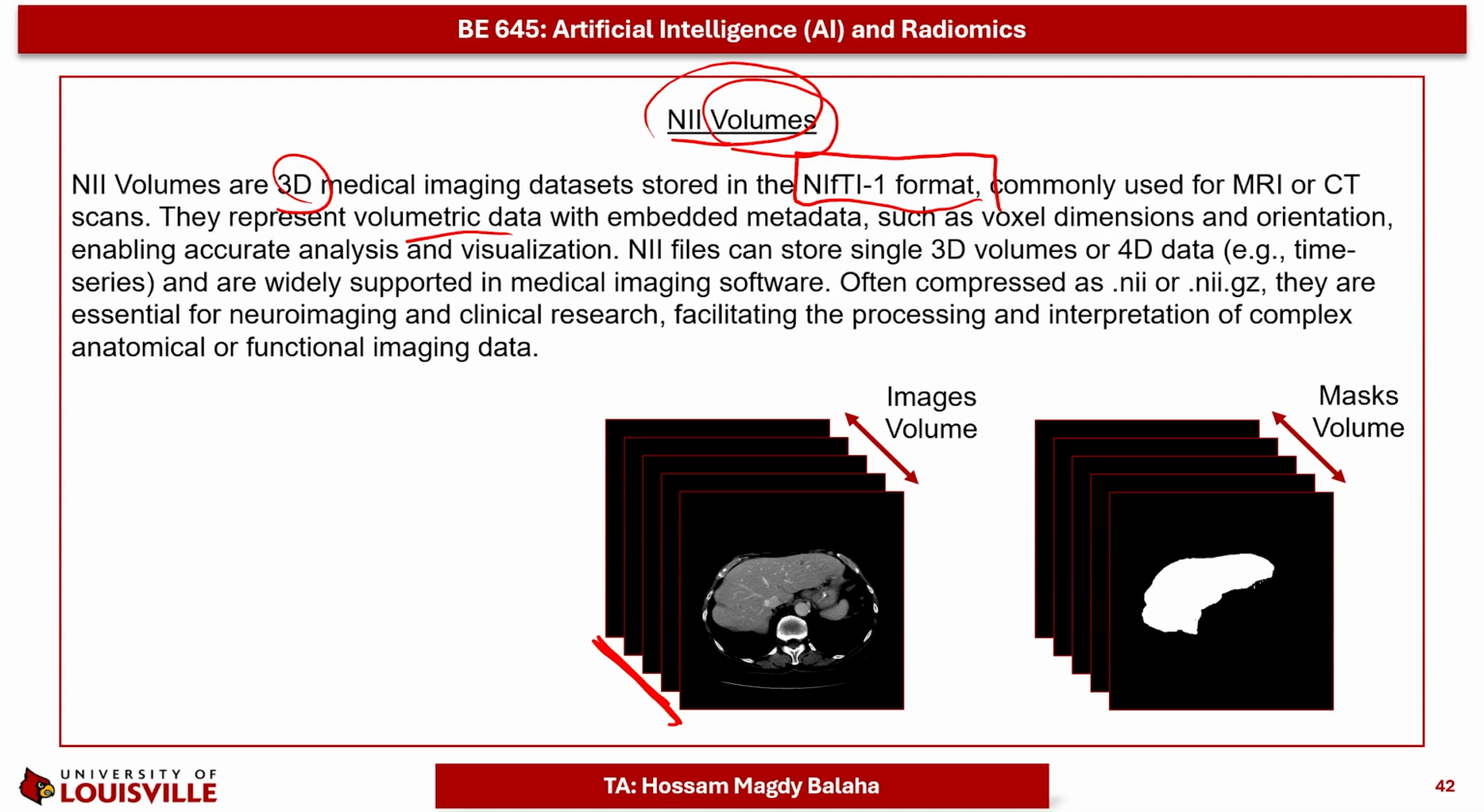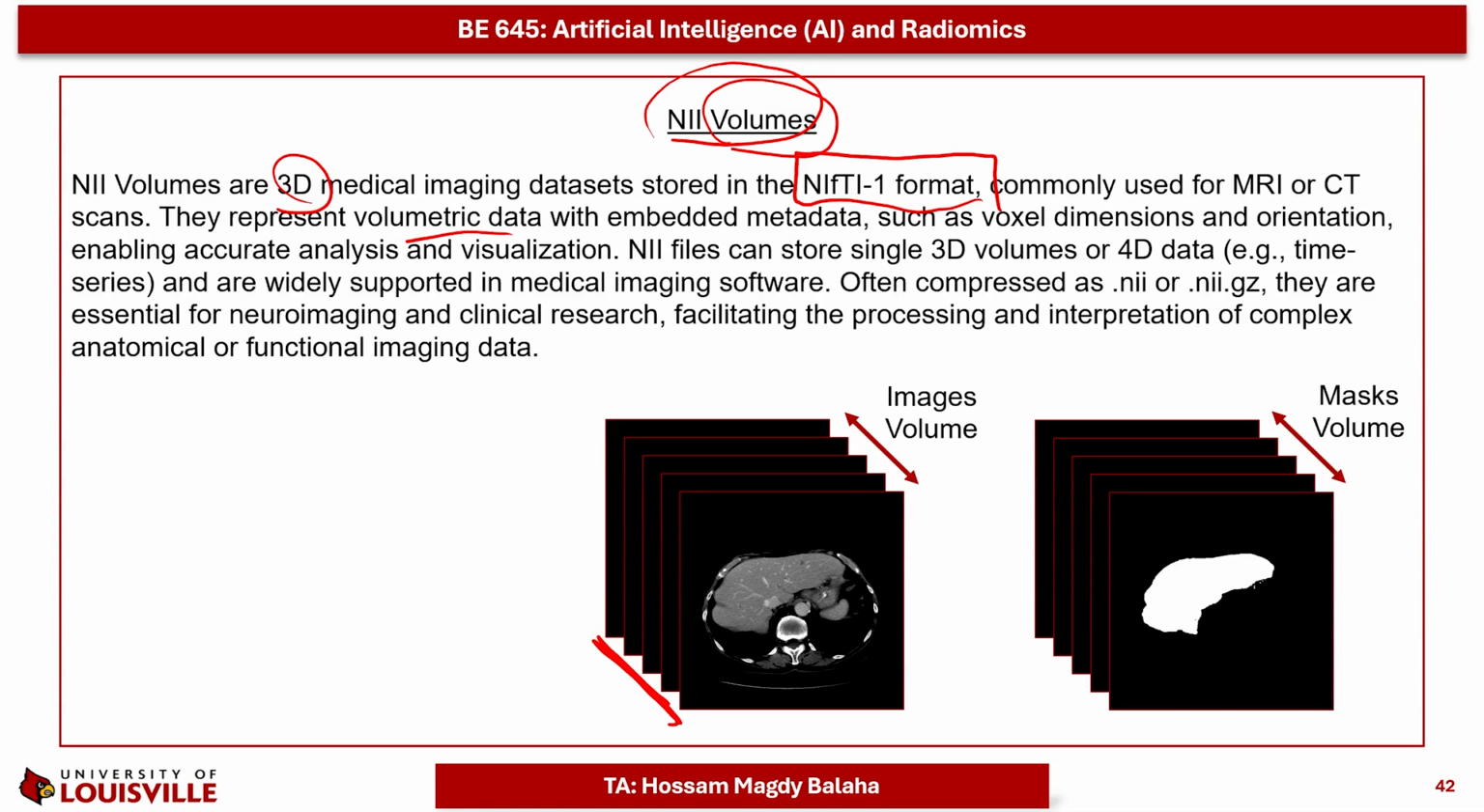So if you have one volume for a specific patient, let's assume these are 10 images, then you will require that the doctor or the physician or the expert will make 10 segmentations, one for each image. So we have an images volume, then you will have a masks volume. The first frame has a corresponding mask, the second frame has another corresponding mask, and so on.